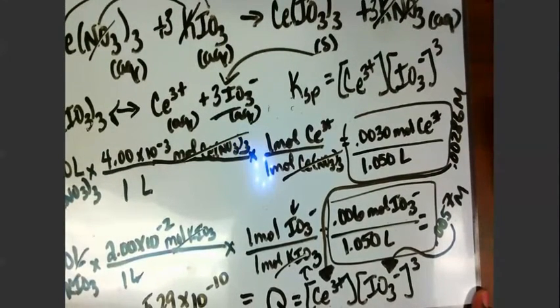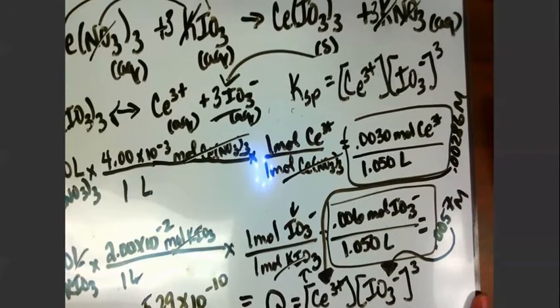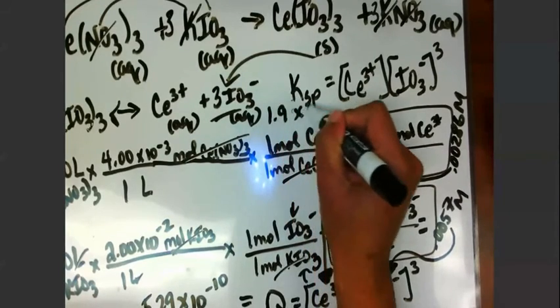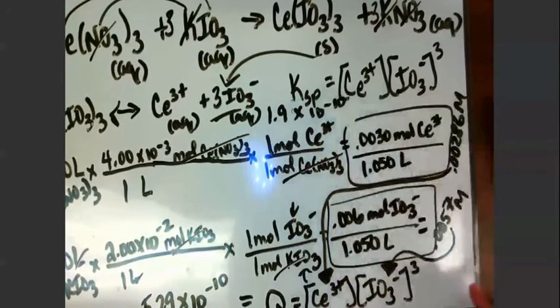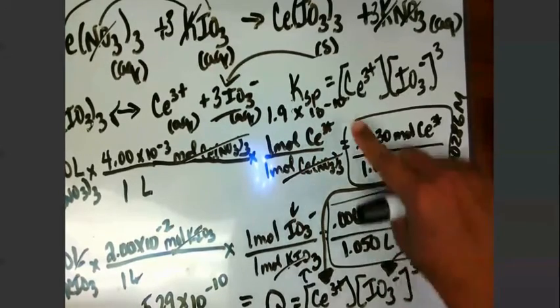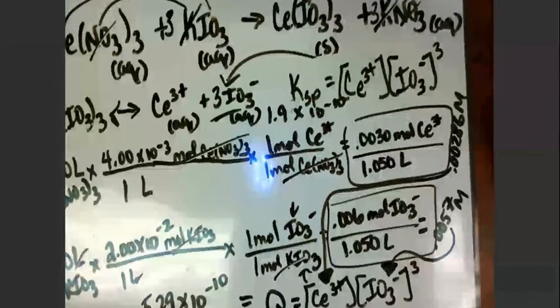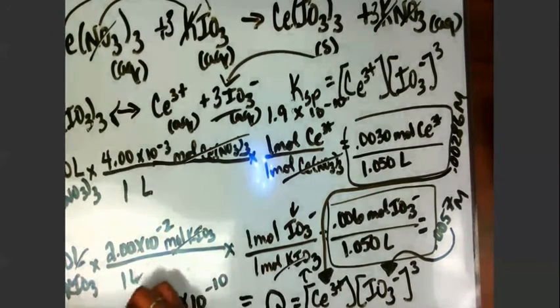You with me? Okay, but the thing is that they told us what K was. They said that K is 1.9 times 10 to the negative 10th. If K is 1.9 times 10 to the negative 10th, and Q is 5.29 times 10 to the negative 10th, will it precipitate? Is Q bigger than K, or is K bigger than Q? Q is bigger than K, so it will precipitate.